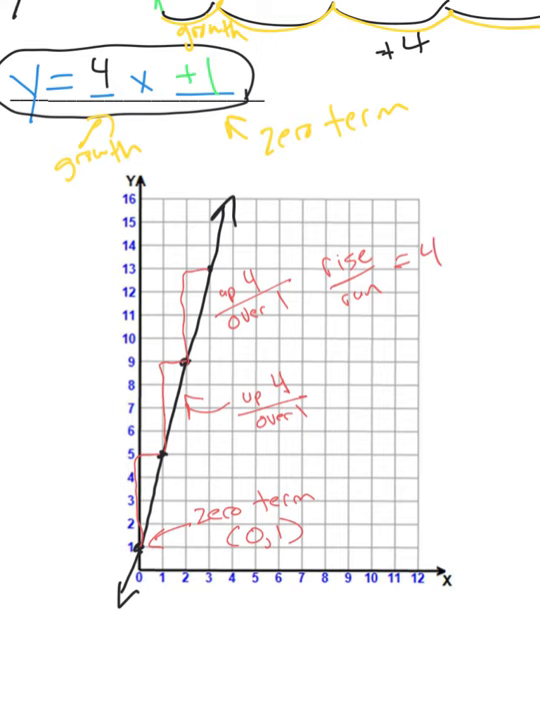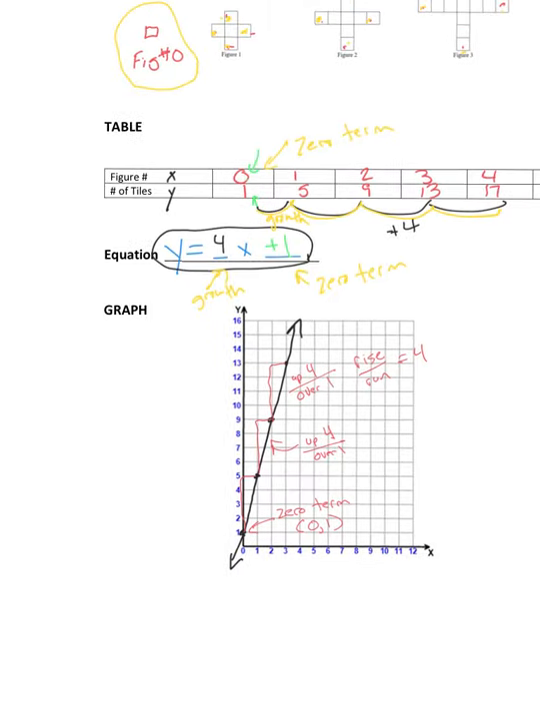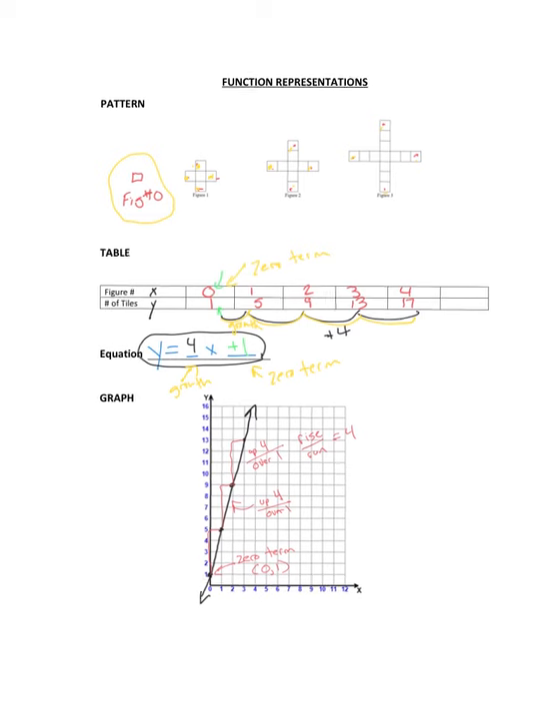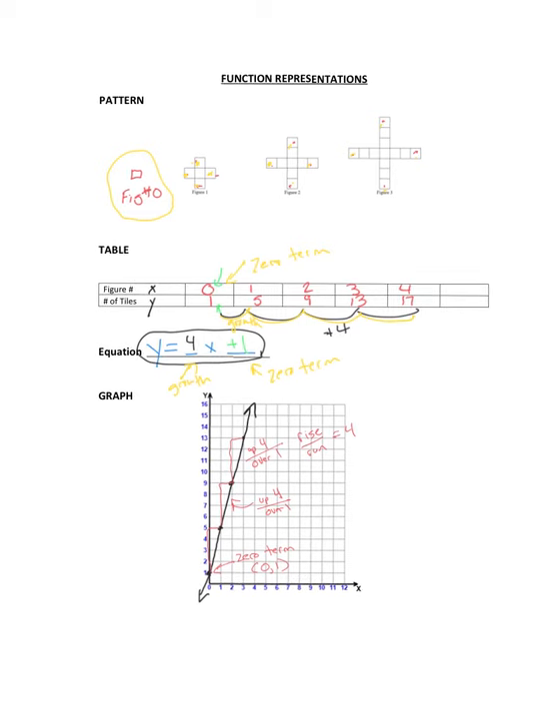So again, you can see in each of these representations for this function, you can identify the growth and the 0 term in the pattern, the table, the equation, the graph.